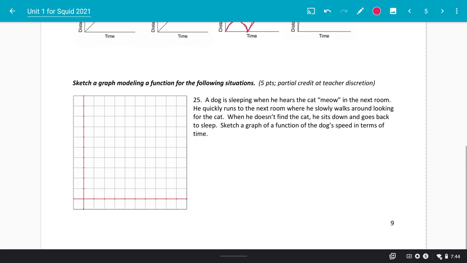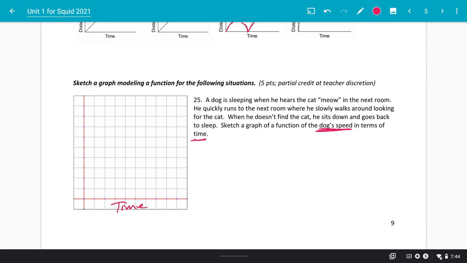Sketch a graph modeling the function for the following situation. The dog is sleeping when he hears his cat meow in the next room. He quickly runs to the next room where he slowly walks around looking for the cat. When he doesn't find the cat, he sits down and goes back to sleep. Sketch a graph of the function that shows the dog's speed in terms of time. Okay, so this is time, and this is speed. Not how far he went, but rather his speed.